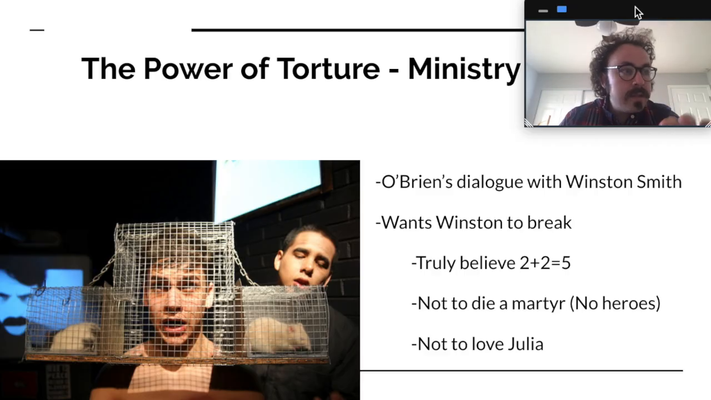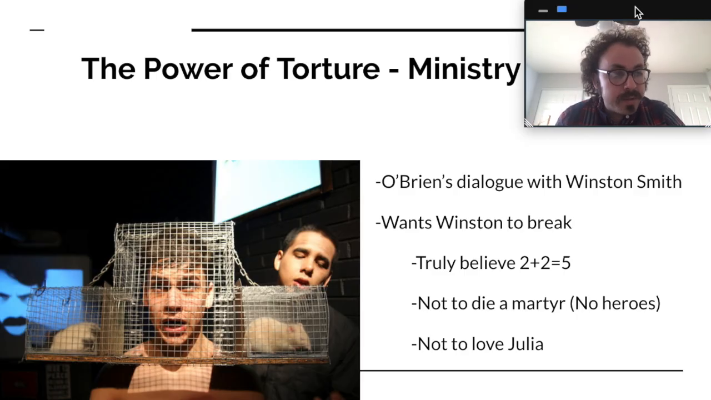They already know Winston's going to die, right? He knows he's going to die, so why are they going to torture him? They already know the truth, so what's the point of torturing Winston? They want to prove that they have power over him. They also want to break Winston. They don't want him to just say 2 plus 2 equals 5. They want him to fully believe it. So they want him to lose his grasp on reality.